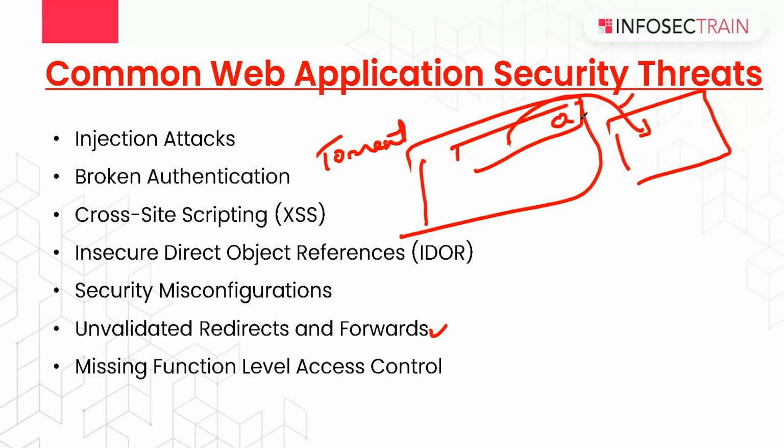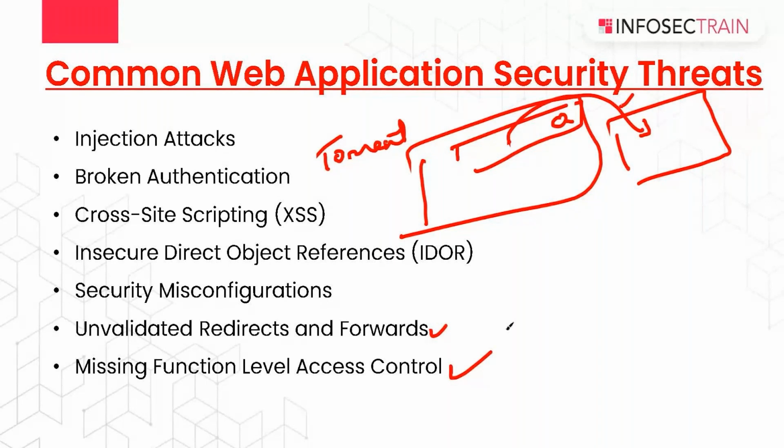Let's say this is a normal website, and inside it there is no proper validation for the redirecting. So the attacker modifies this parameter, and whenever we put anything, we get redirected to some malicious website which has been created by the attacker. Then after this, we have missing function level access control.